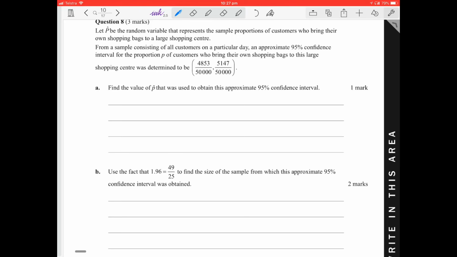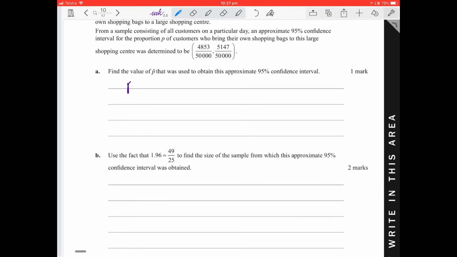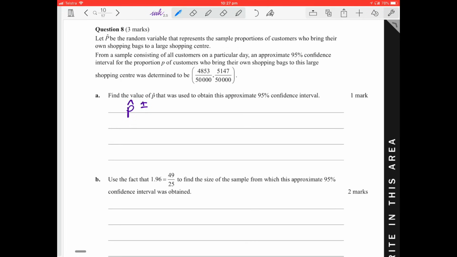Okay, let P hat be the random variable that represents a sample proportion of customers who bring their own shopping bags in a large shopping centre. From a sample consisting of all customers on a particular day, an approximate 95% confidence interval for the proportion of customers who bring their shopping bag to this large shopping centre was determined to be that. Find the value of P hat that was used to obtain this. Okay, so we know that P hat plus or minus 1.96 standard deviations would give us this interval. So our value is halfway between 4853 and 5147, which is P hat is 5,000 on 50,000, which is 1 on 10.